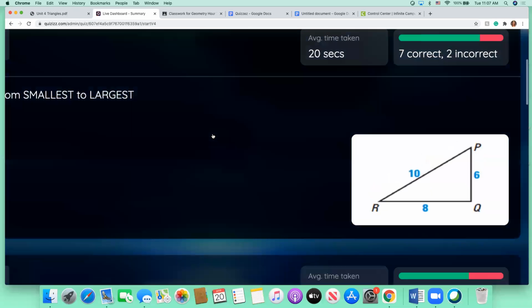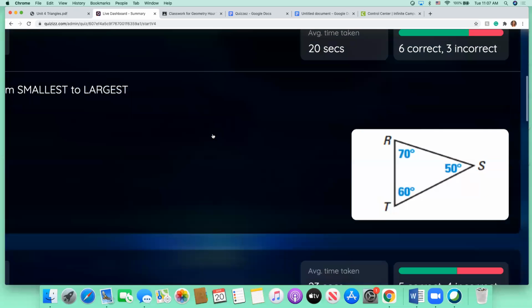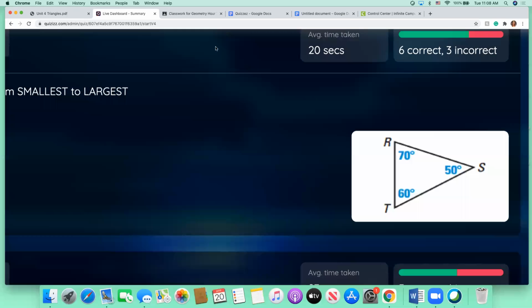Okay, so smallest is going to be R. The middle will be P. And then we have Q, if you're looking from smallest to largest. This next one deals with sides, so I'll go into more detail with this one. It wants the sides from smallest to largest.